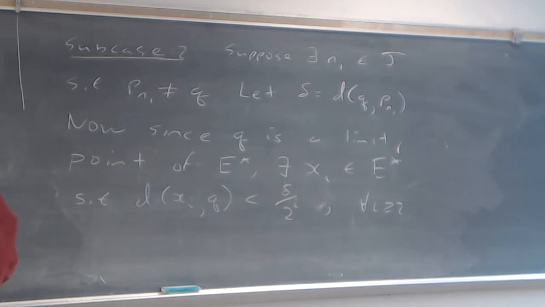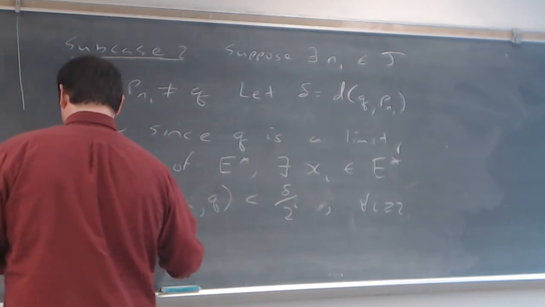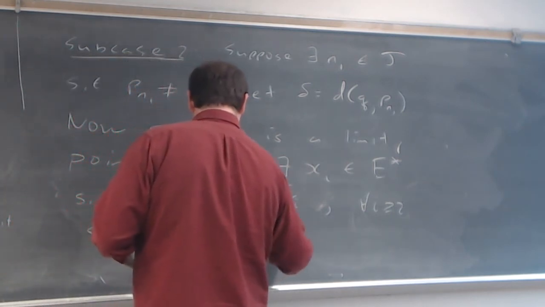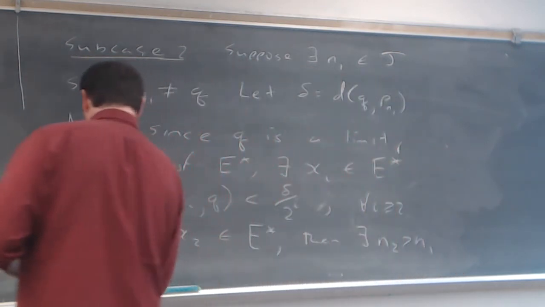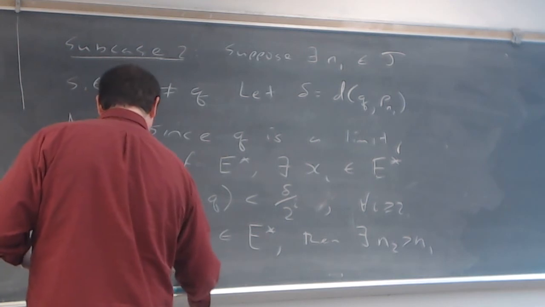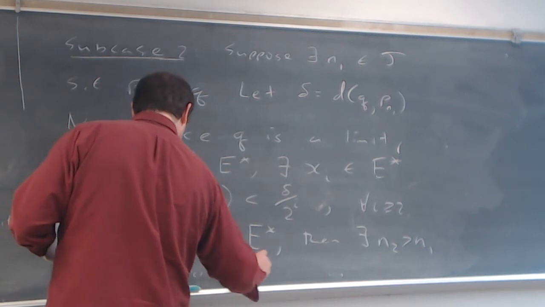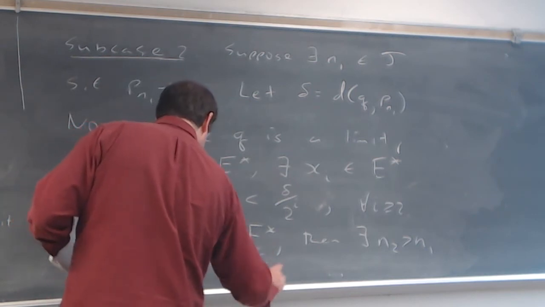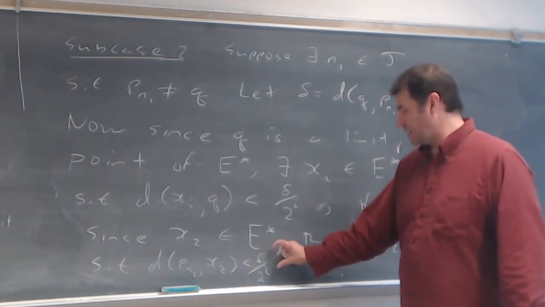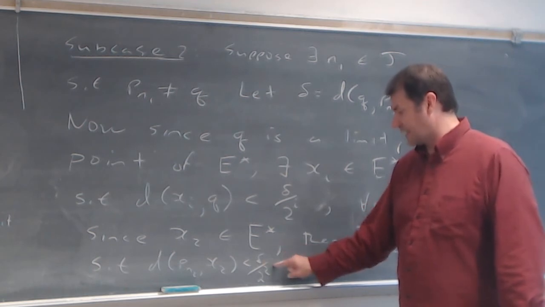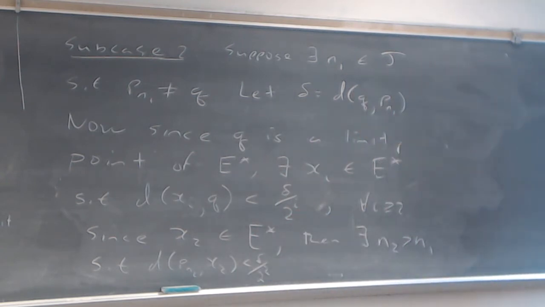Now, what we'll do is we start making these observations. Since x sub 2 is an element of E star, then there exists an n sub 2 bigger than n sub 1, such that the distance between p sub n sub 2 and x sub 2 is less than this delta over 2 squared. Okay, so x sub 2 is an element of E star. What does that mean? That means that it is a subsequential limit point of the p sub n's. So there's some term of the p sub n's that eventually gets within any distance I want to give you of x sub 2, and this is the distance that I'm giving you. I'm calling it p sub n sub 2.